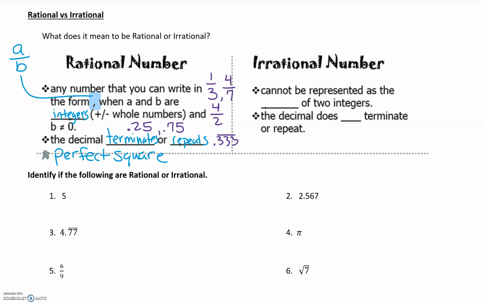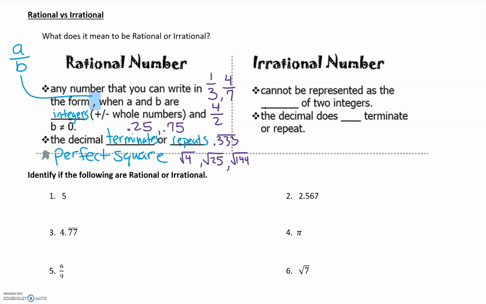And then the last one would be our perfect squares. So things like the square root of 4, which is the number 2, or the square root of 25, which is 5, or the square root of 144, which is just the number 12. As long as it's a square root that is a perfect square, then that is also a rational number.